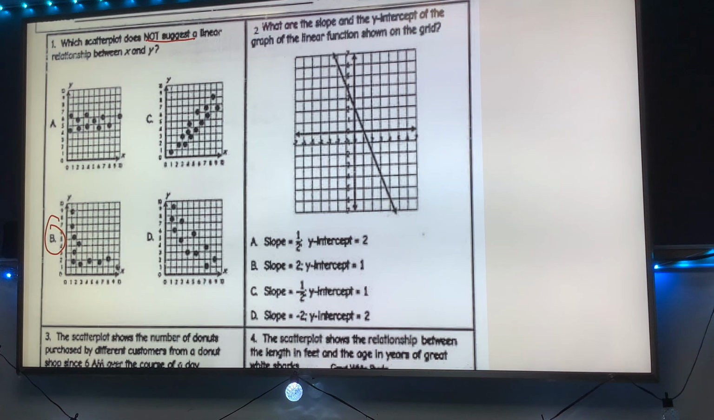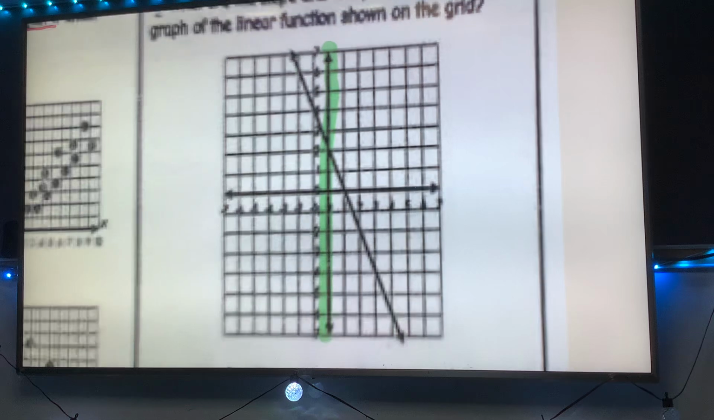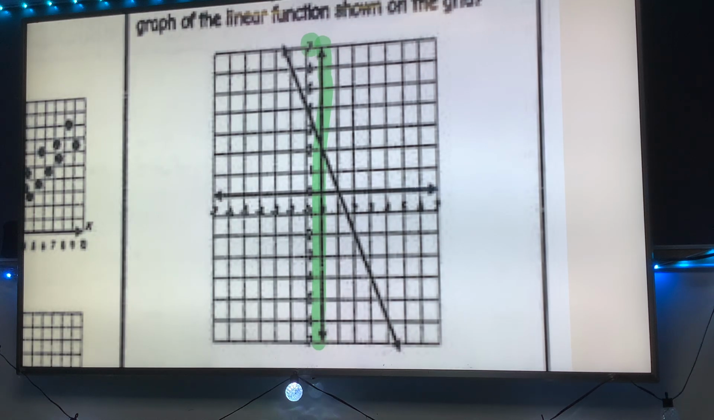Oh, let's just review finding a slope and y-intercept. So let's first find our y-intercept. Remember, our y goes up and down. So where is it crossing my y-axis?